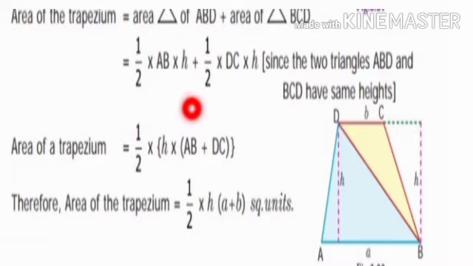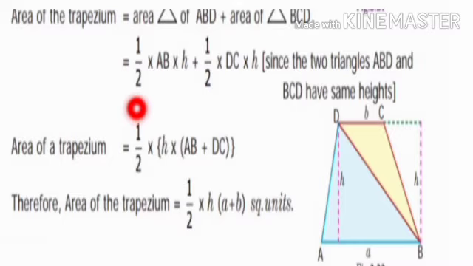Write down here. And plus area of triangle BCD. So, what is the area of this triangle? Since the two triangles have the same heights, we can easily say that the height of this triangle is h. And here the base is DC. So, half into base into height. Base is DC and height h.